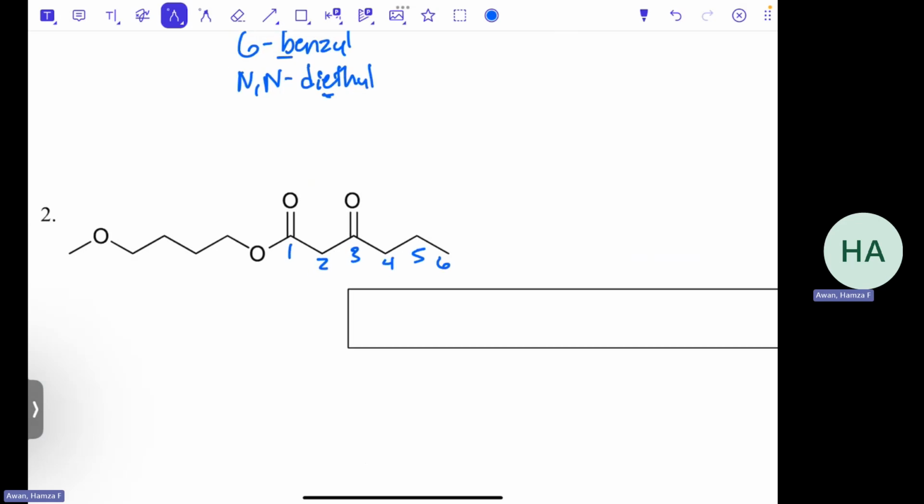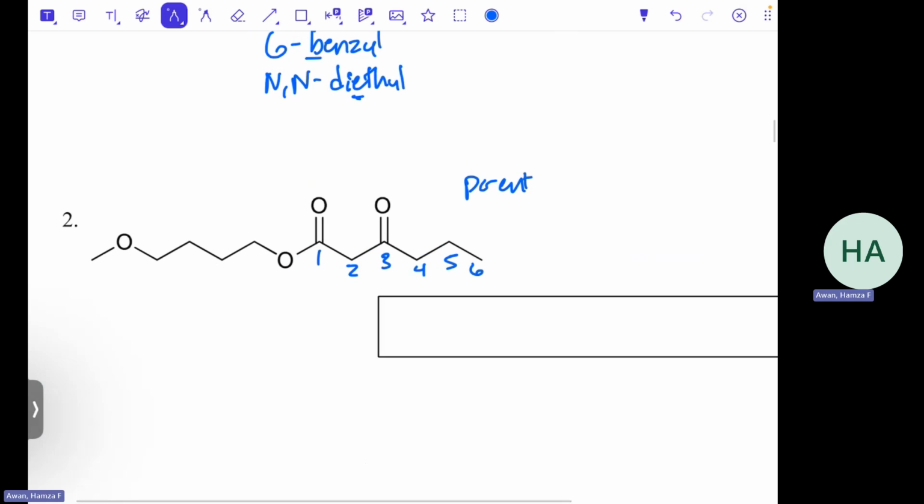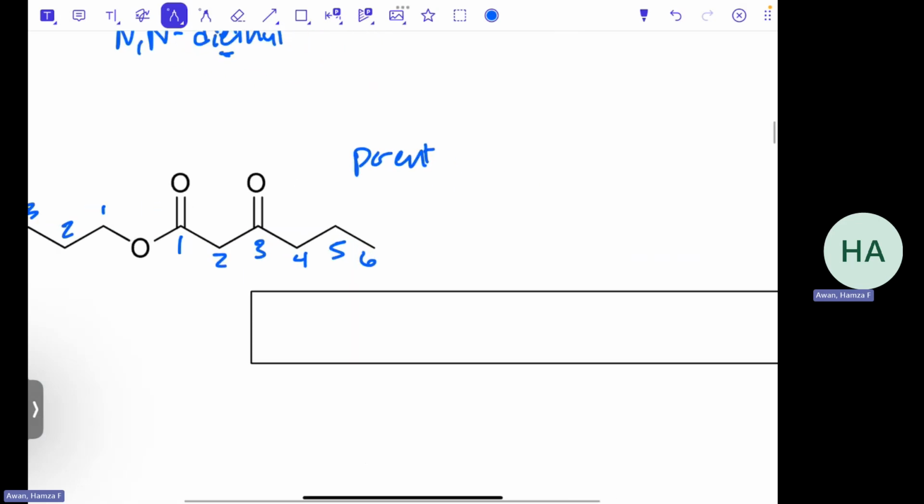This is going to be our parent, since it's going at the very end, right? And then the side attached to the oxygen is going to be at the start of the name. So 1, 2, 3, 4. This butyl chain is going to be at the start. So if we were going to name the parent, I guess we can start.